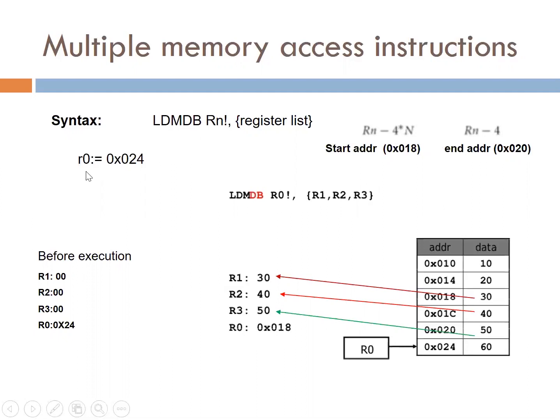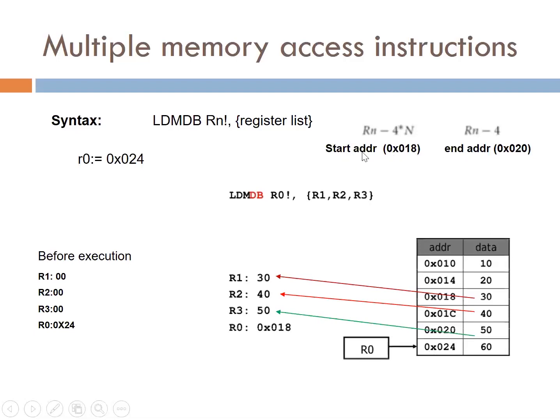Initially, before execution, R0 we have considered as 0x024, and the contents of registers R1, R2, R3 are 0, 0, 0 respectively. So now R0 is pointing to this memory location. Now you have to remember the suffix. The suffix is DB here. When you have a decrement before or decrement after suffix, you have to take care. It is better if you calculate the starting address and ending address.